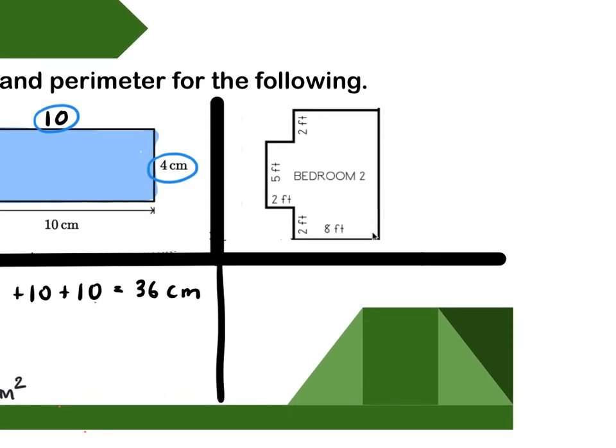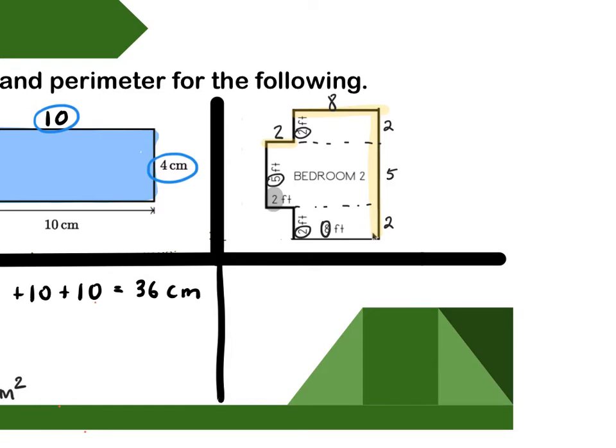Now for the second one, it's a little bit tricky. First, when you find perimeter, you need to make sure all of your missing sides have labels. So here, here, and here, right? If this is 2 down here, then this needs to be 2 up here. If this is 8 on the bottom, I'm going to label the top 8. Now for this mystery side over here, I'm going to use the clues I have. If this side is 2 here, this has to be 2. If this is 5, I know this has to be 5. If this is 2, this has to be 2.